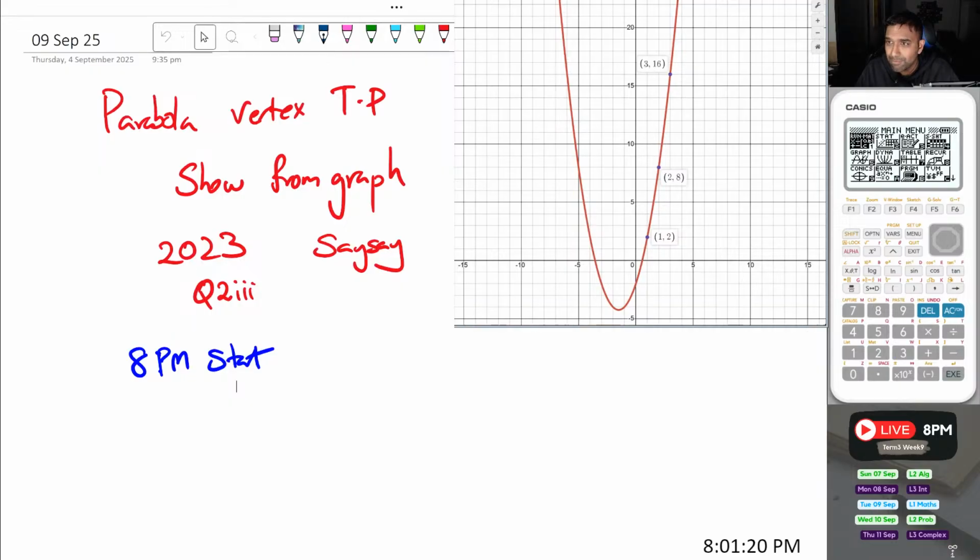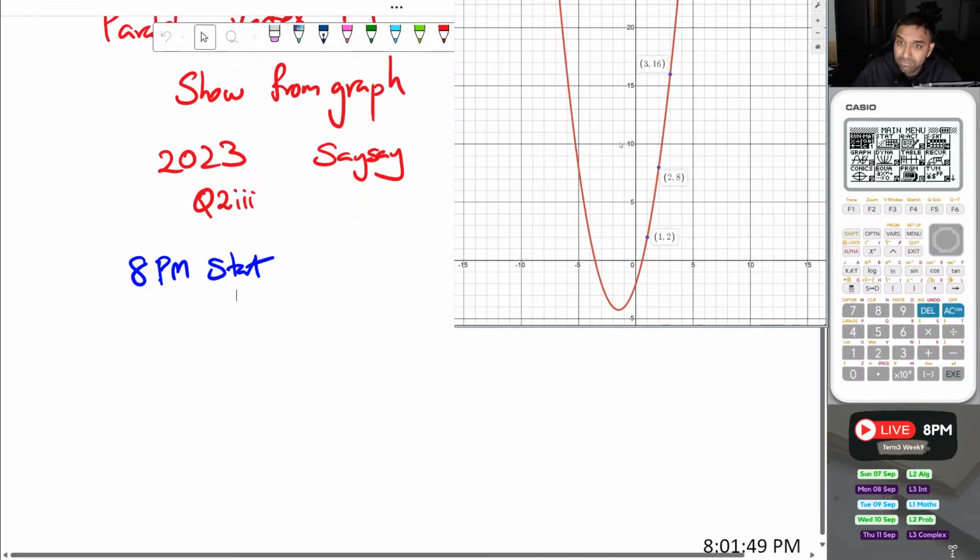Now, I'm working on multiple screens at the moment. This graph is on my left screen, and what I'm writing is on the right on my tablet. So I might go off screen. I do apologize if I do go down that way, but hopefully it doesn't actually happen.